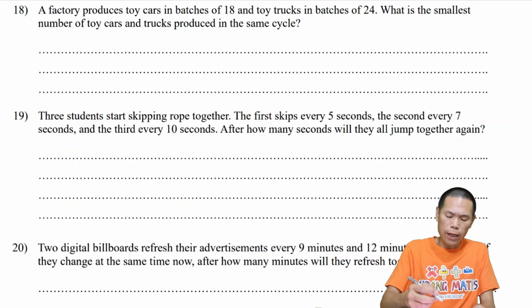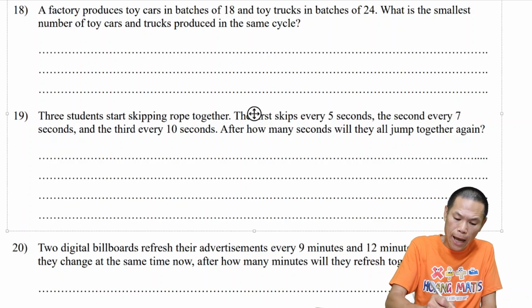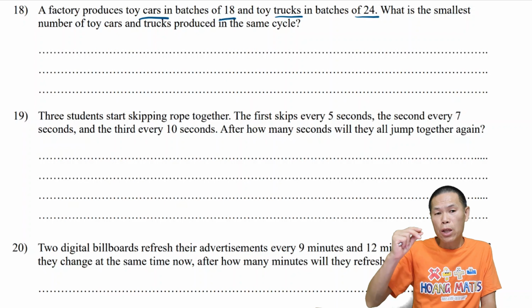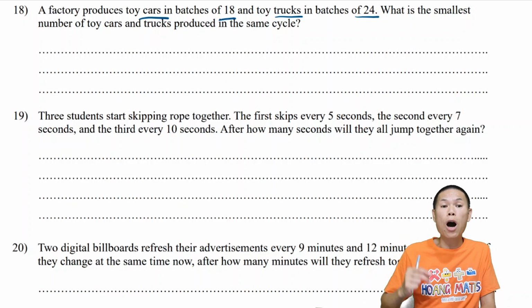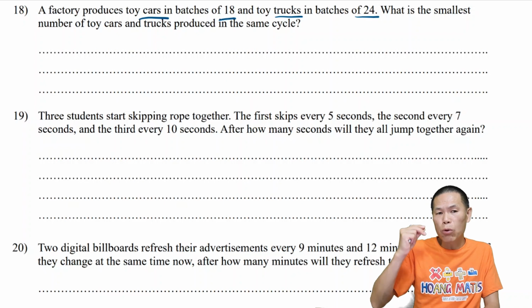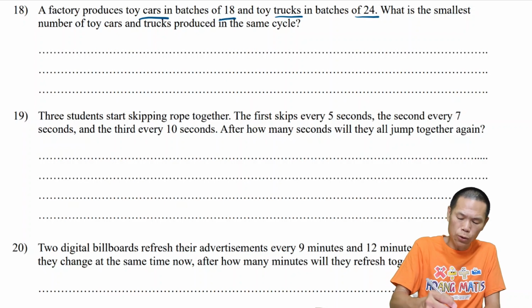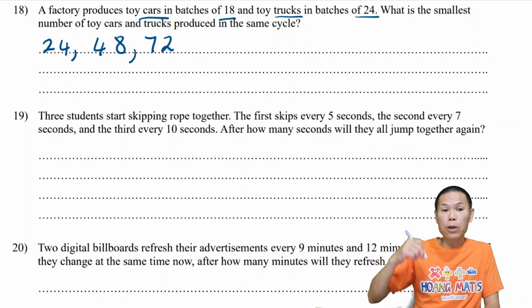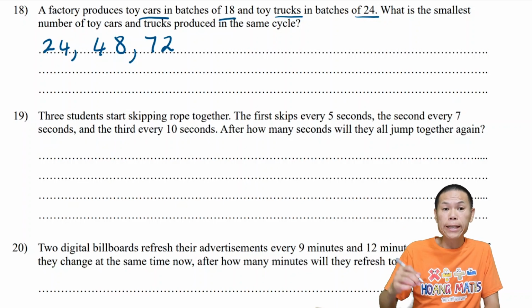So we know that it comes with 18 cars and 24 trucks. So therefore, we just need to work out the lowest common multiple of 24 and 18. So let me just list the multiples of 24. Quicker, that's all. So 24, 48, and we add another 24 on top, 72, and we can stop here because 72 is a multiple of 18.